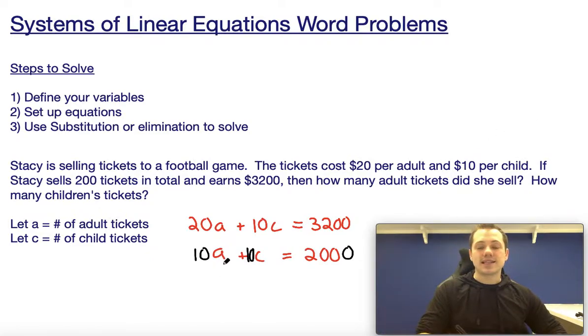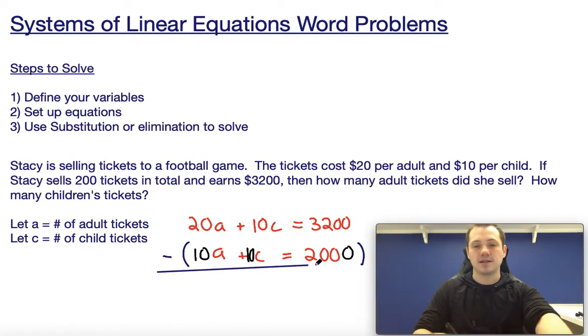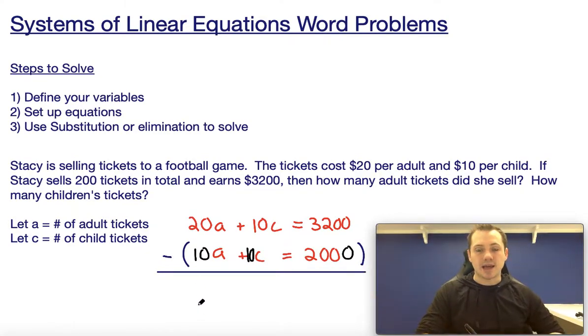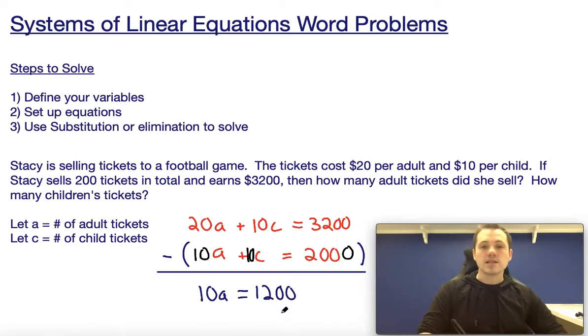I then know that I can subtract these two equations from each other in order to get the C term to eliminate. So I'm going to put a little subtraction sign out front and subtract straight down. Now 20A minus 10A is going to give me 10A. 10C minus 10C is just going to cancel. And 3,200 minus 2,000 is just going to give me 1,200. So I can divide both sides by 10, and I would find A is equal to 120. So this means that Stacy was able to sell 120 adult tickets.